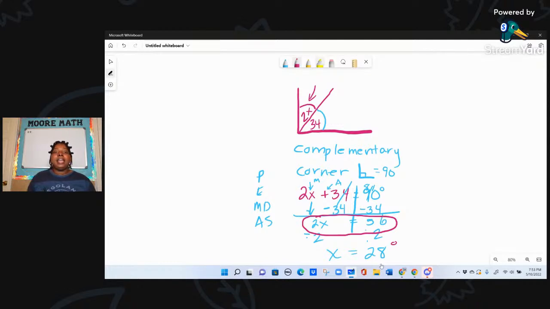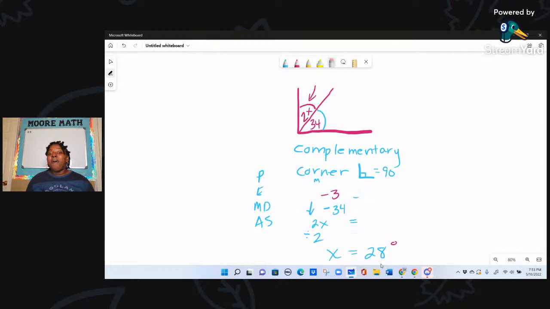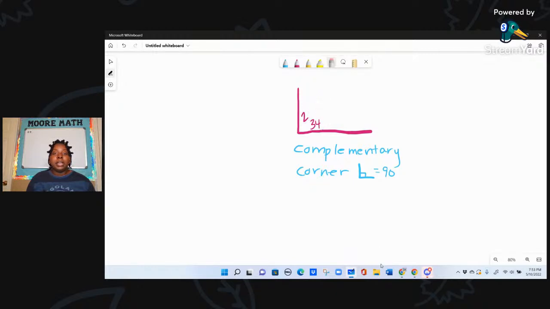Okay, and then I'm going to give you one more example where they don't give you any numbers at all. Everything is x, but it's the same thing. When they make that corner, it's going to equal 90 degrees.